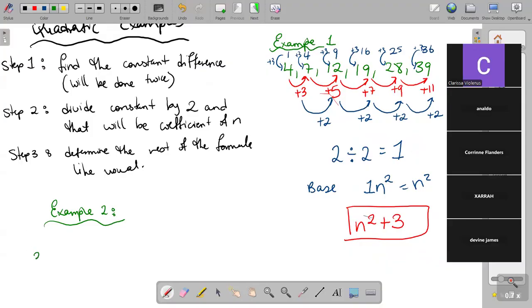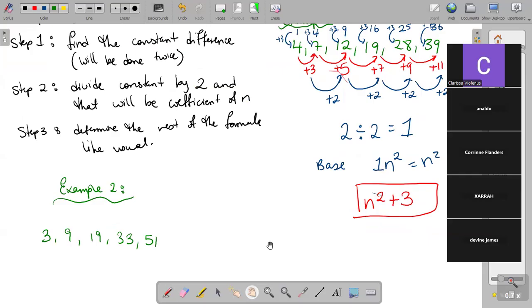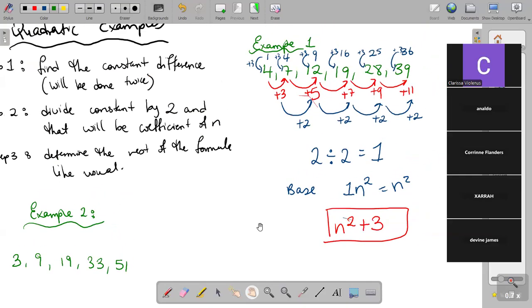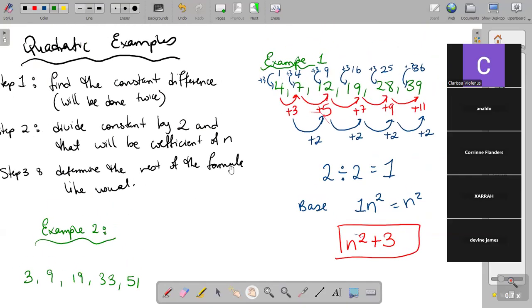So this is what we're going to have now. We got 3, 9, 19, 33, 51. Y'all ready? It says determine the rest of the formula like usual.